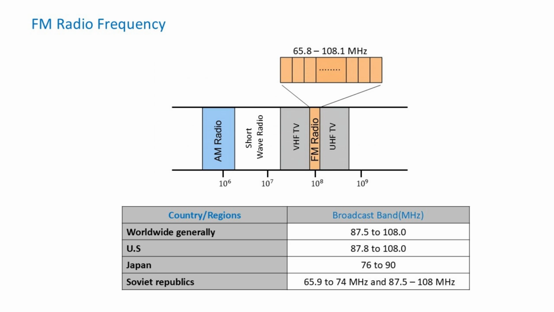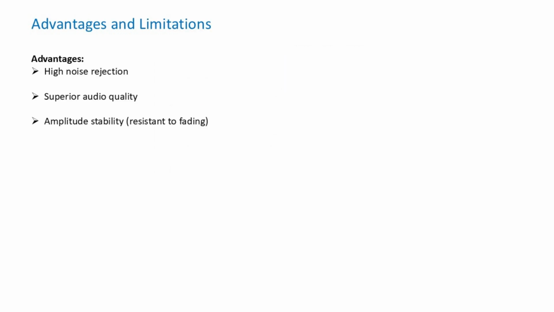In some older systems, especially in parts of Eastern Europe and the former Soviet region, FM broadcasting also used a lower band from about 65.8 to 74 MHz, but this band is largely obsolete today. So, in modern communication systems, when we talk about FM radio, we usually refer to the 87.5 to 108 MHz range. Now, let's look at the advantages and disadvantages of FM modulation.